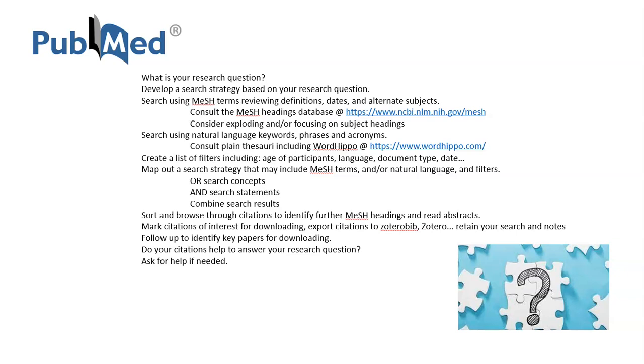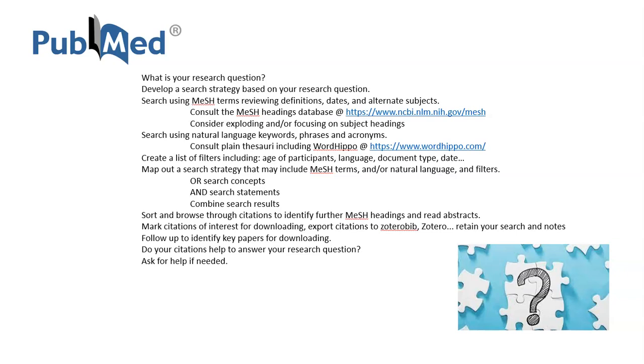Consult the MeSH headings either in PubMed or next to it with this URL. And you consider exploding, meaning finding subheadings, or focusing, finding narrow subjects. Watch the video, it'll show you how to do that as well. Also, don't rule out using natural language keywords, phrases, and acronyms like ADHD. You may want to use a combination of those. Using Word Hippo is kind of neat to find alternate words and terms as well.